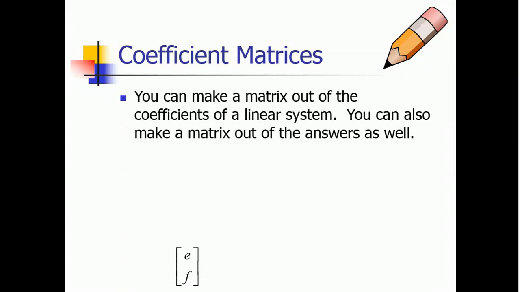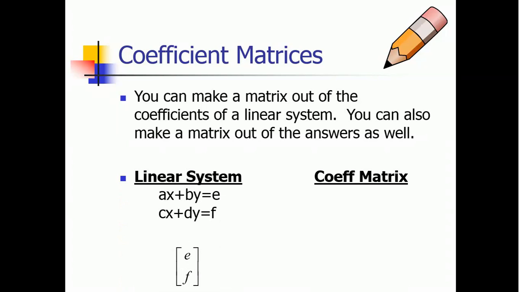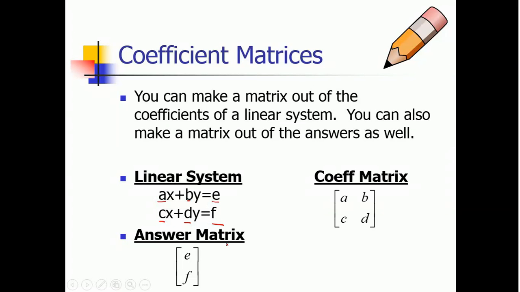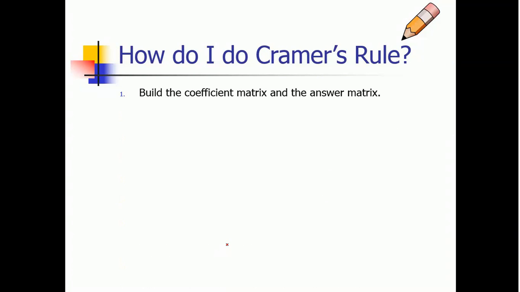So let's find the coefficient matrices. Basically, a coefficient matrix is the numbers in front of the x and the y out of a system. So if I have this linear system, ax plus by equals e, and cx plus dy equals f, the coefficient matrix is basically a, b, c, d. So that's the ones that are in front of the x and the y. Okay? The answer matrix is the two answers you have, so the two numbers after the equal signs, e and f. So that's going to be a 2 by 1. What this is going to do is allow us to do Cramer's rule.